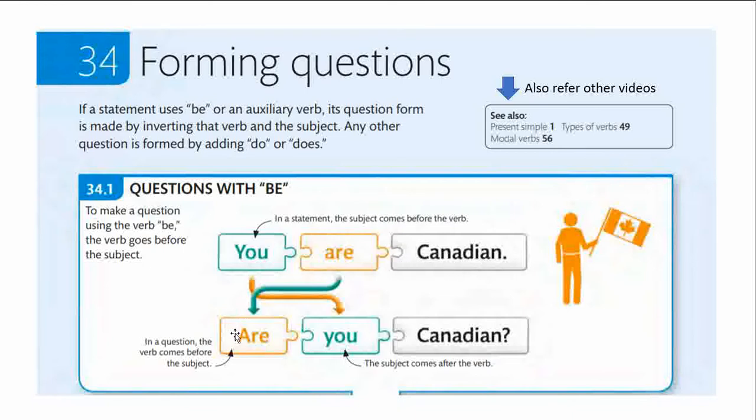But in a question, you have the auxiliary first, and then you have the subject, and then you have the remaining part of the sentence with a question mark. Are you Canadian? How is this formed? By interchanging the first two words. In the question, the verb comes before the subject. That was the rule that was mentioned over there. And the subject comes after the verb. This is the verb are and you is the subject. So, are you Canadian? The first letter capital and ending with a question mark, and your question is ready. Let us look at certain examples based on the same structure.